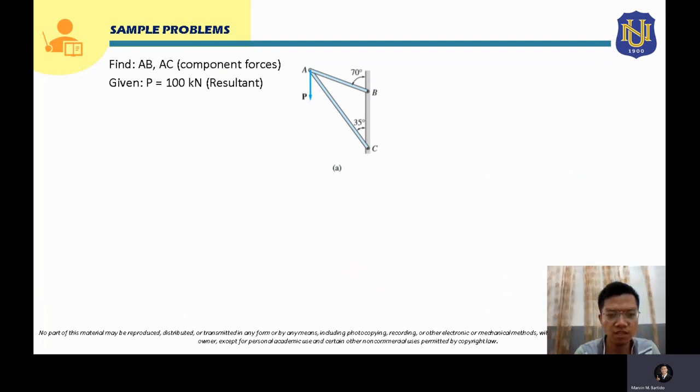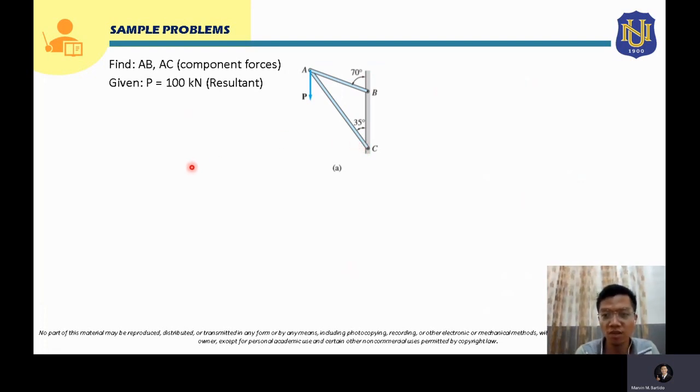So let's solve this. The first thing that you have to do is to list down what is being asked in the problem. What is being asked is to solve for AB and AC, which are the component forces of the given resultant. The given resultant is 100 kilonewton, which is the force P. As mentioned in the problem, your component forces, AB and AC, are parallel, or have the same inclination or direction, as your member AB, which is this one. This is 70 degrees from the vertical, and your AC is 35 degrees from the vertical.